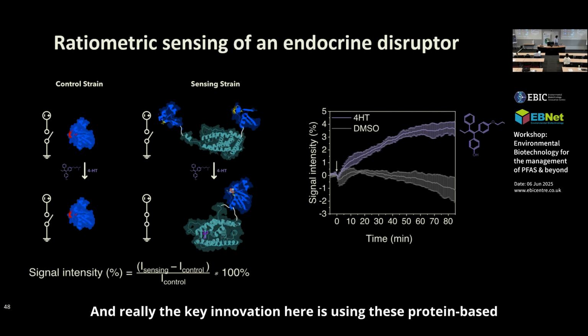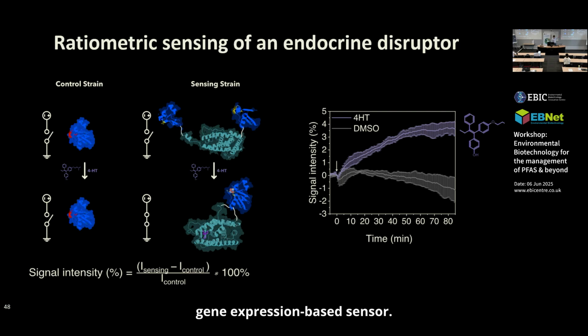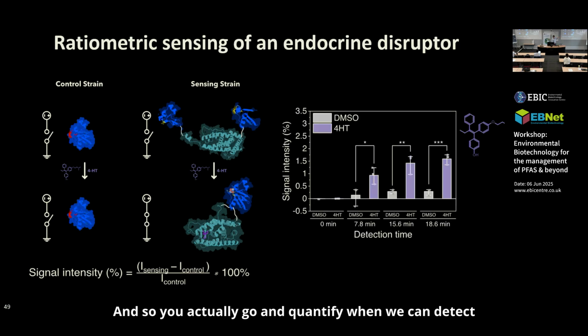And really the key innovation here is using these protein-based sensors. This is much faster than anything you would get with a gene expression-based sensor. And so if you actually go and quantify when we can detect this at significant levels, you're getting this in under 10-minute response times. That's really limited by diffusion of this molecule into the electrode surface where the cells are. So this shows that we can get these nice fast sensor responses.